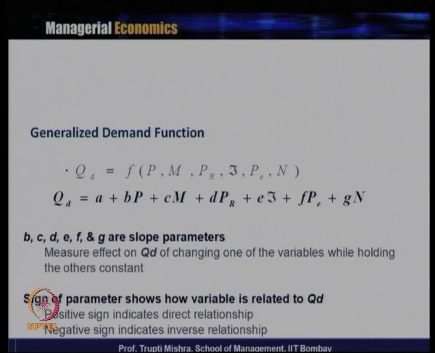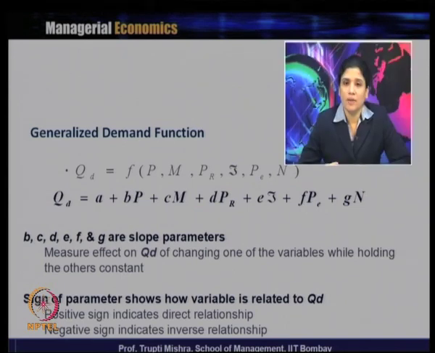Now if we consider a generalized demand function, demand is not only dependent on price, rather it depends on all the factors, as we discussed a few minutes ago, that influence the demand. So taking all these variables, QD is a function of P, the price of the good, M, that is income, PR, that is the price of related goods, T, the taste pattern, PE, the expected future price of the product, and N, the number of consumers. So the generalized demand function considers all the factors that influence the demand for the product.